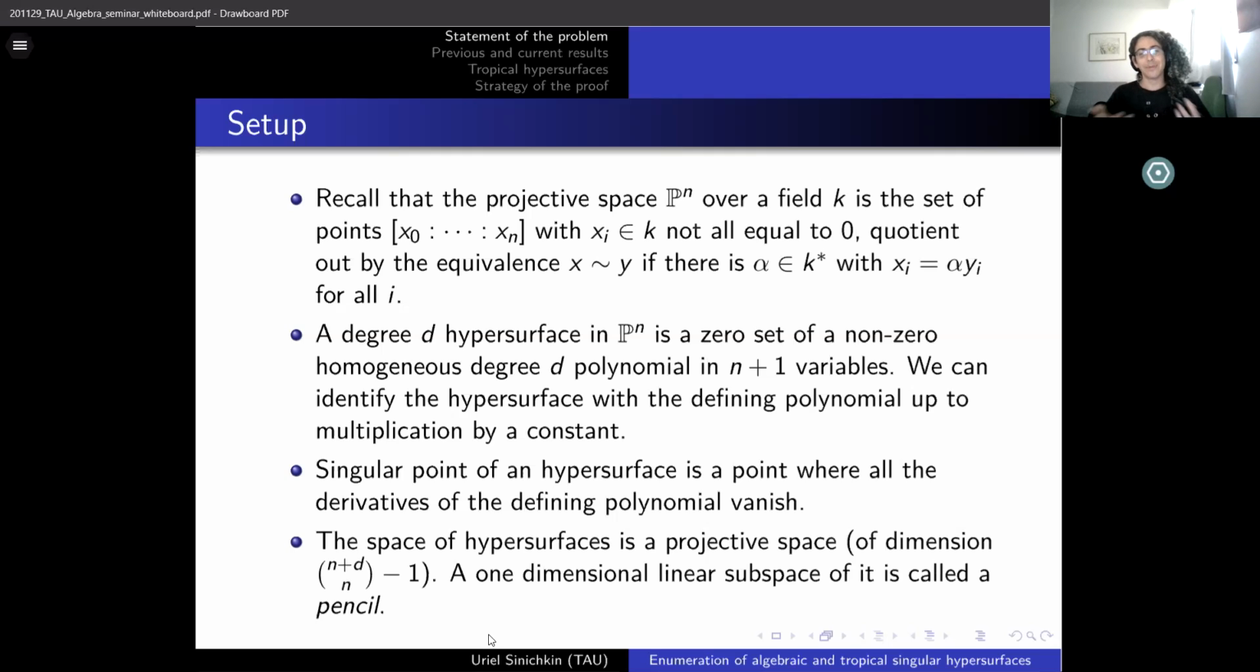So the title is about singular hypersurfaces. What is a singular point of a hypersurface? It is a point where all the derivatives of the defining polynomial vanish. And of course this point has to be on the hypersurface, which actually follows from all the derivatives vanishing in the projective case. But it's a point on the hypersurface where all the derivatives vanish. Okay, so this is the setup.